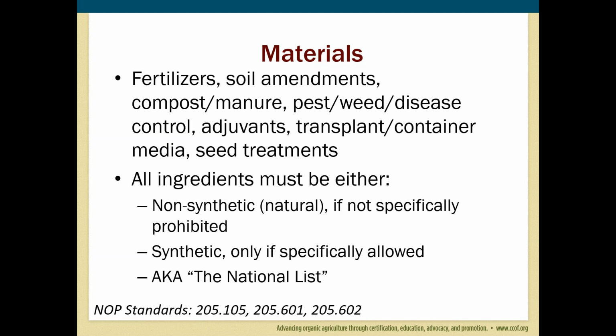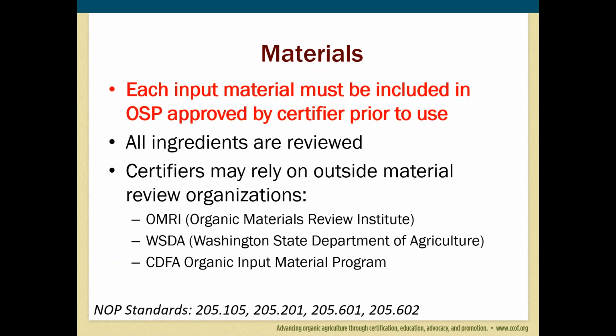Or certain synthetic materials are allowed, but only if they are specifically listed in the regulations. So this is anything, basically anything produced by a chemical reaction would be considered synthetic. And some common examples here are elemental sulfur, micronutrients, and a number of other substances. And taken together, the list of what synthetics are allowed and what non-synthetics are prohibited is called the National List. So I'll talk a little bit more about that on the next slide.